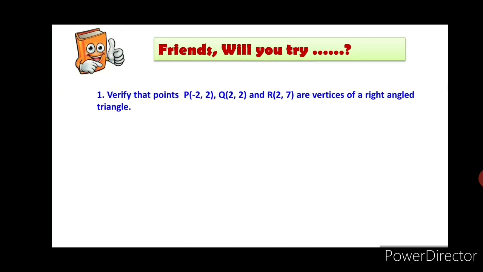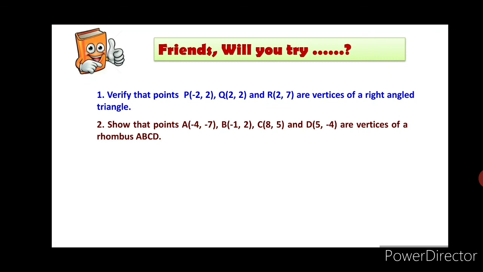Will you try that? Verify that points P(-2, 2), Q(2, 2) and R(2, 7) are the vertices of a right angle triangle. You have to recall the properties of the right angle triangle here now. That is, in a right angle triangle, square of the hypotenuse is equal to sum of the squares of the remaining two sides. Sides making right angle and hypotenuse value we have to calculate. From that you can verify if this hypotenuse square is equal to sum of the squares of the remaining two sides verified, then the given triangle will become, by the converse of Pythagoras theorem, right angle triangle.